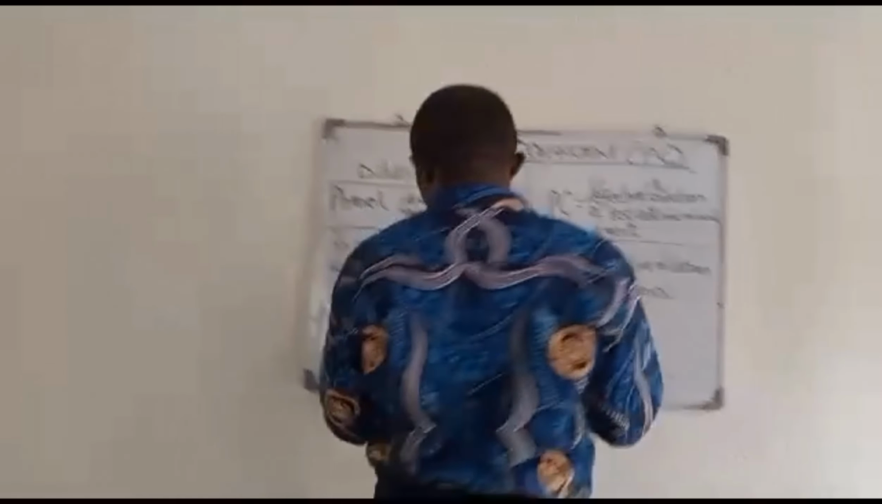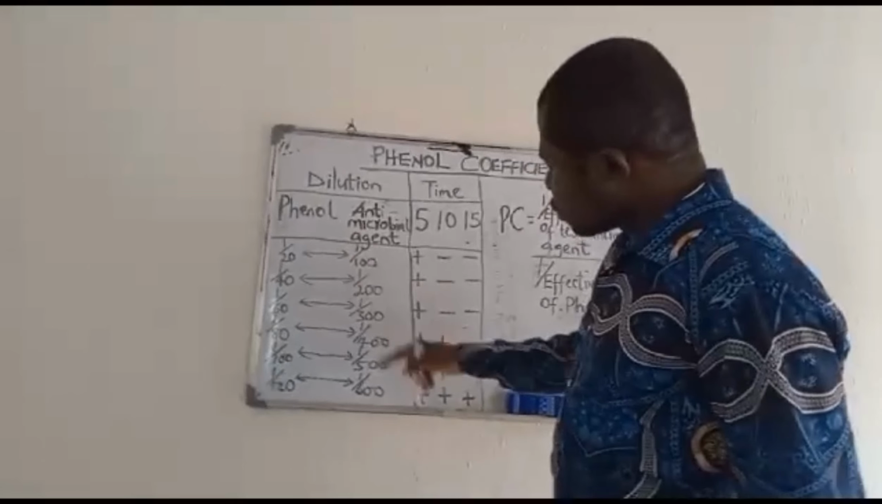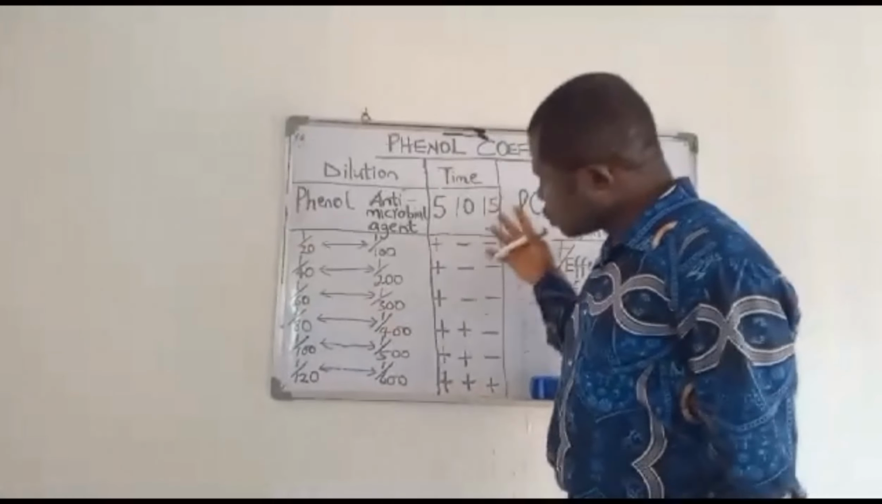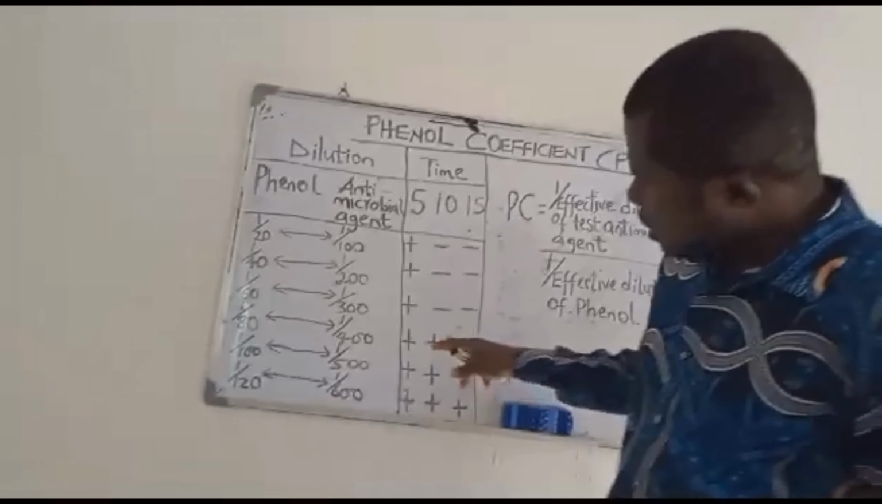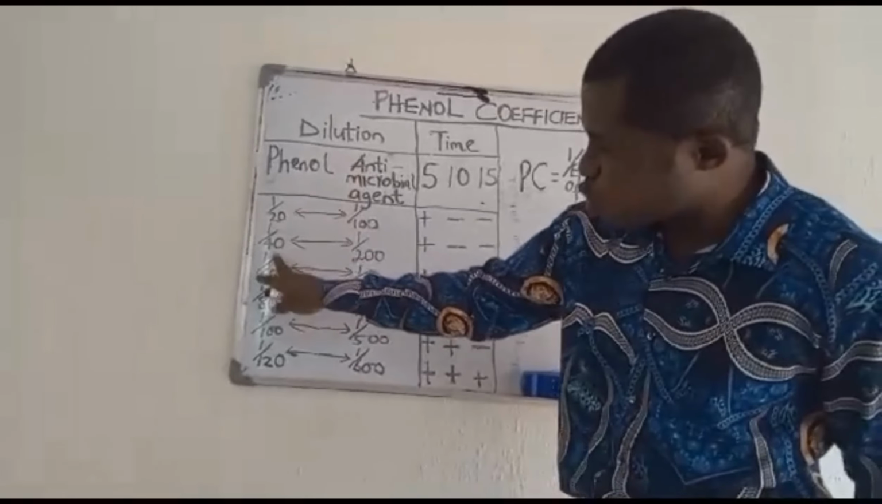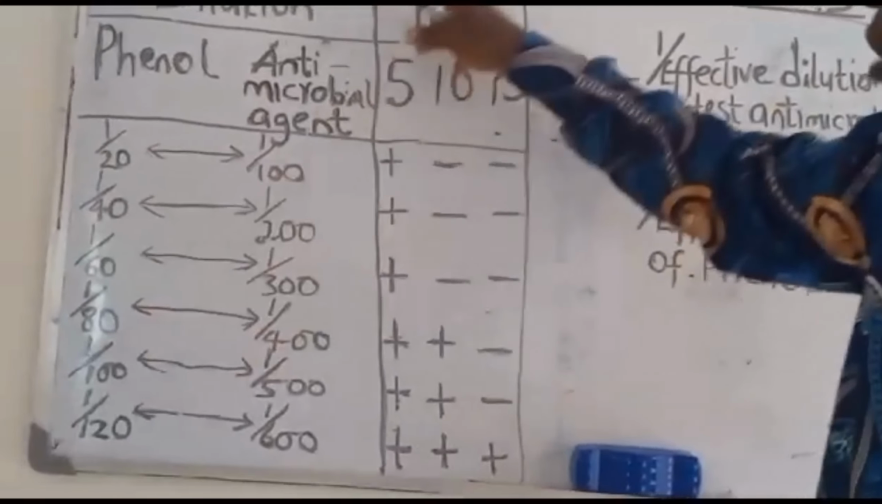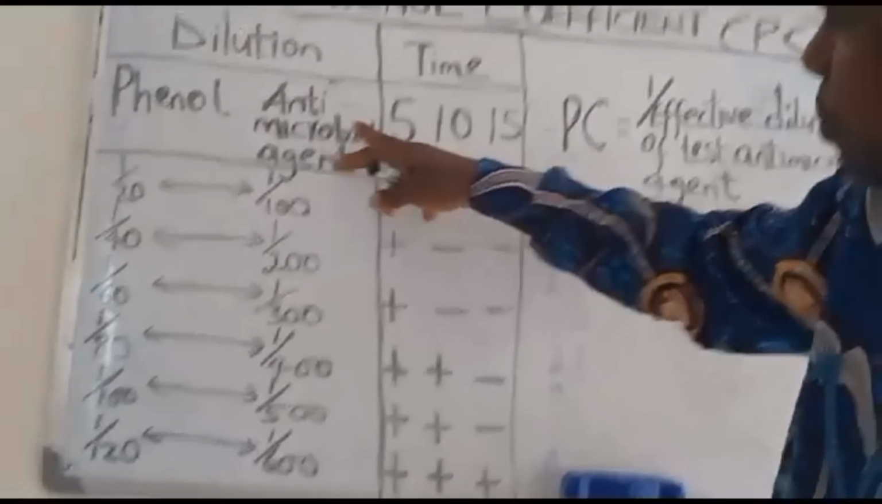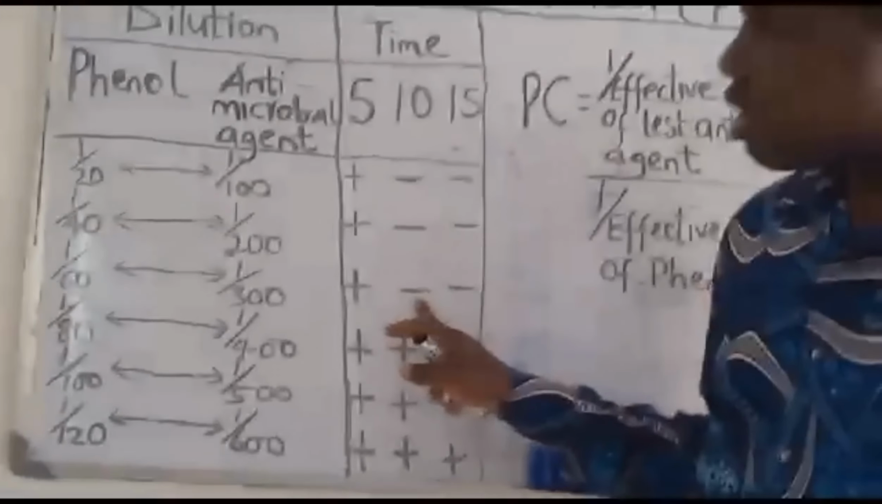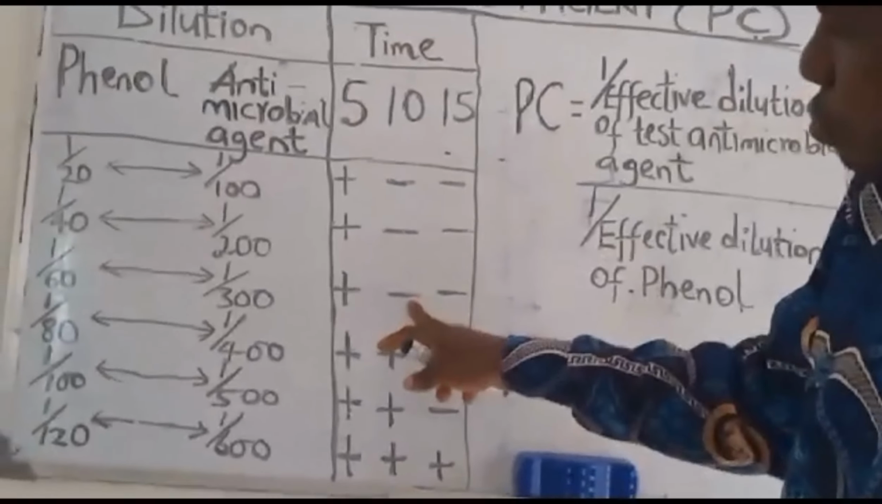So you see the concentration that effectively kills the test organism used in this study. The highest effective dilution for phenol is 1 over 60, while for the test antimicrobial agent it is 1 over 300 within the 10 minutes.